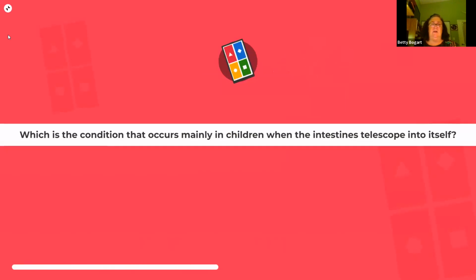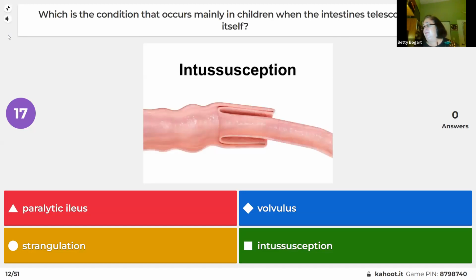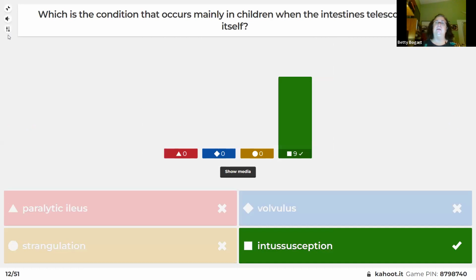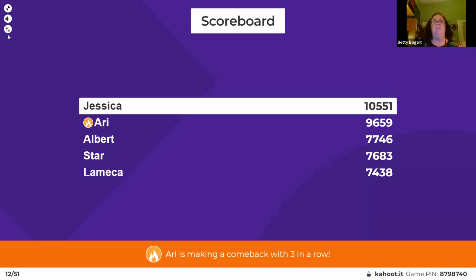What is a condition that occurs mainly in children when the intestines telescope into itself? And it is intussusception. And treatment is whether it comes out by itself, high fiber diet, or if we do air enema or surgery. But it's also the preventative, trying to keep that fiber.